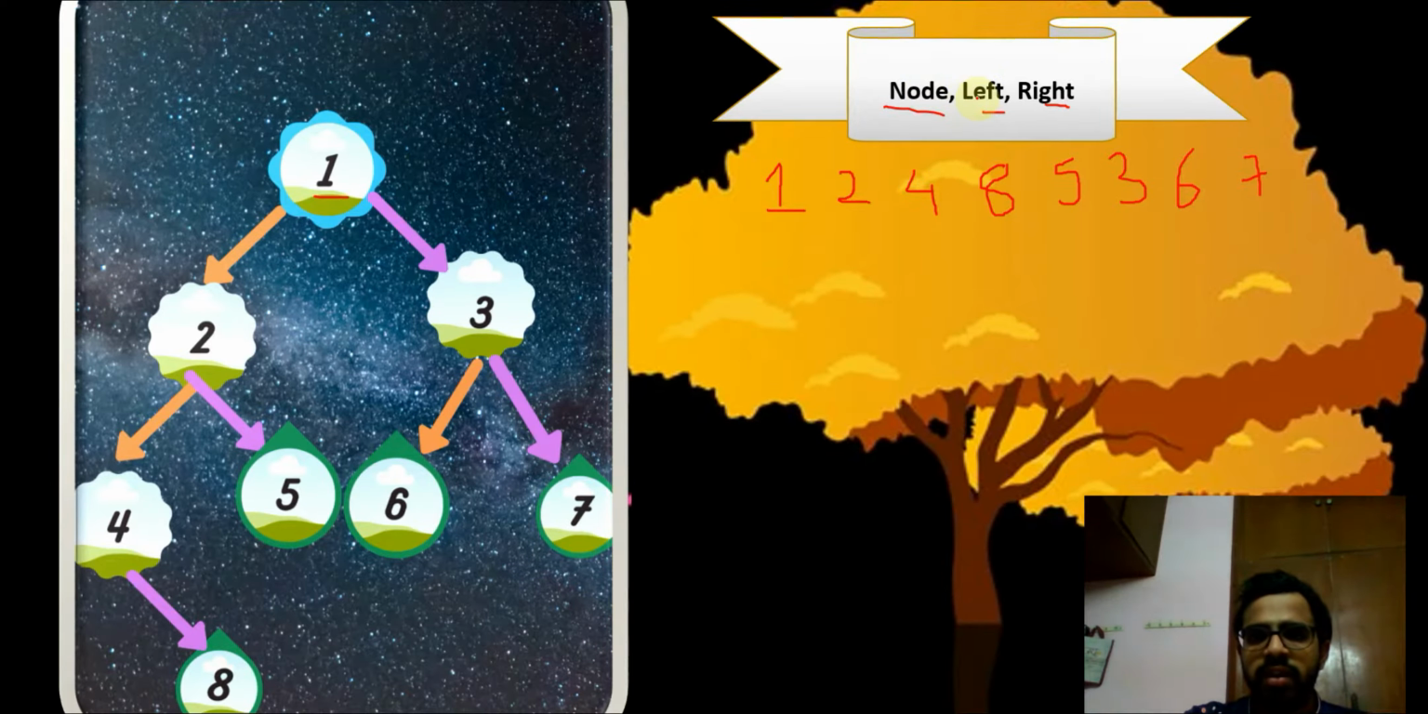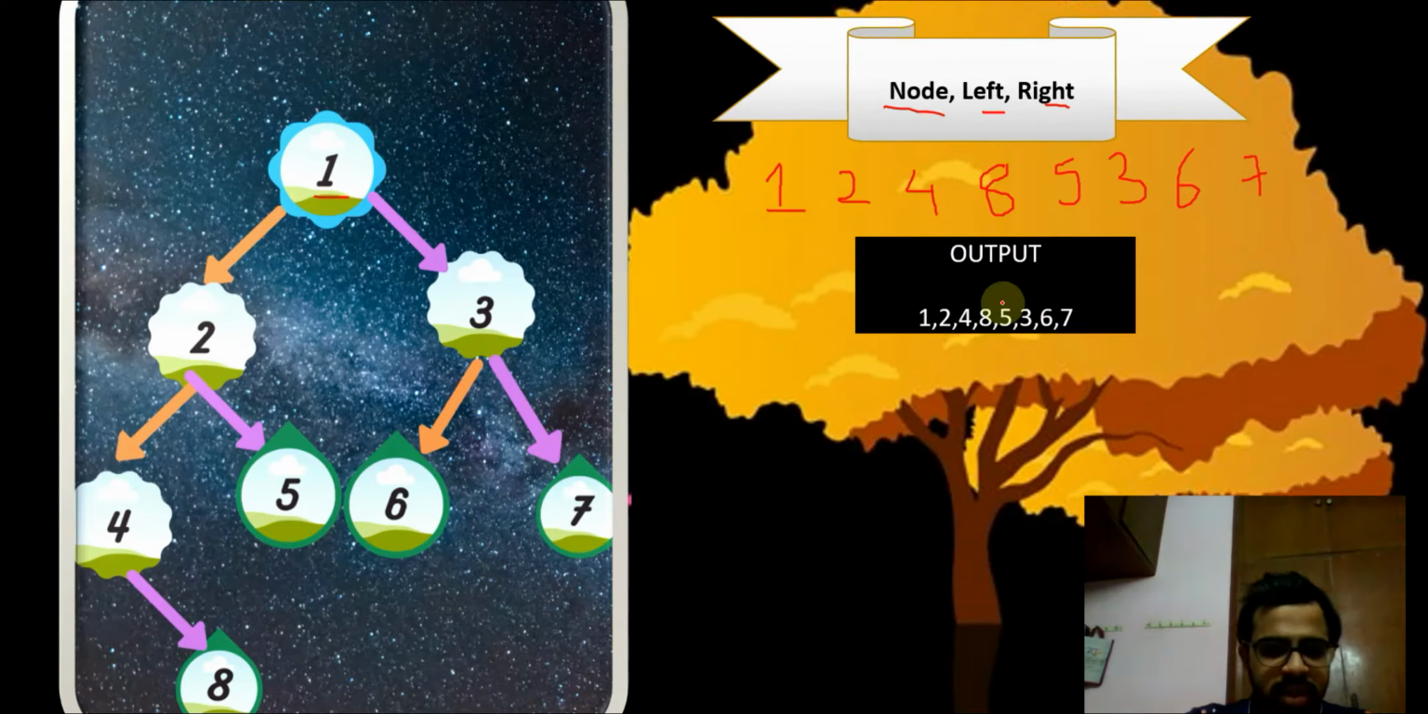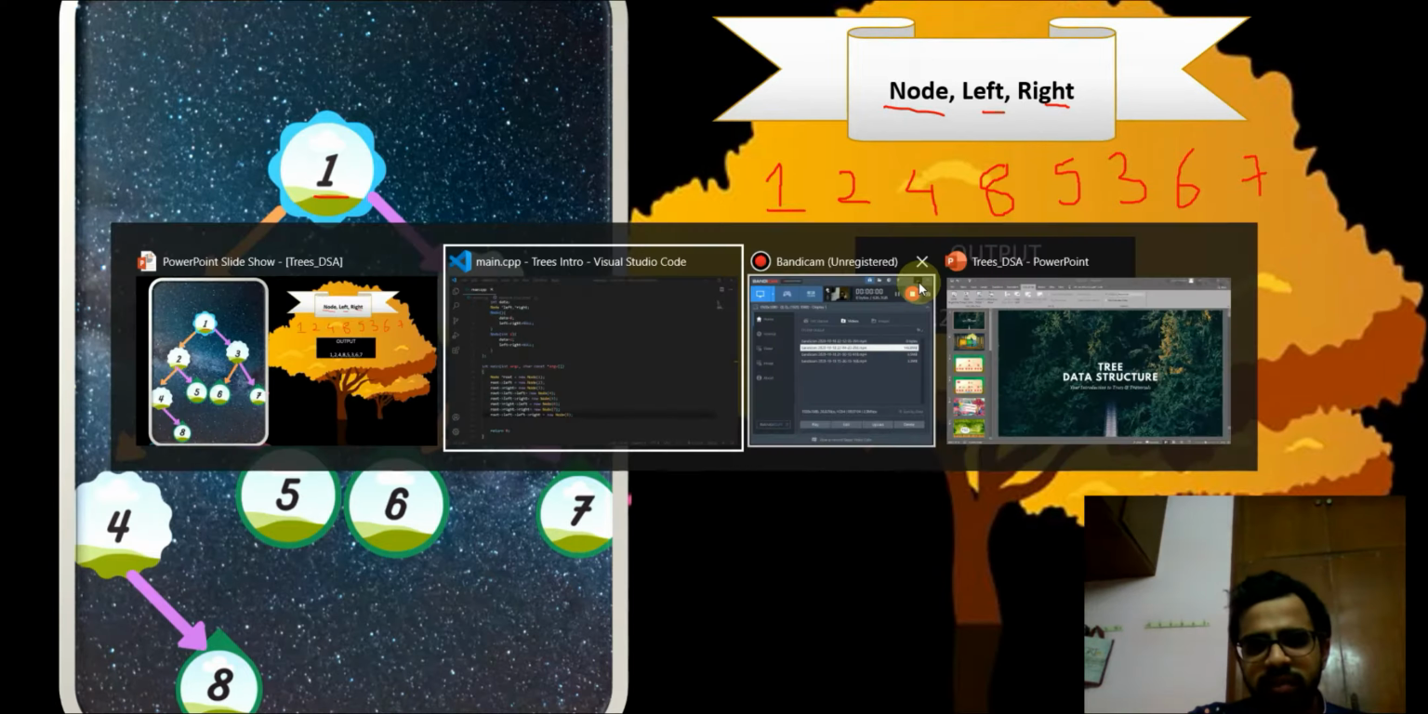We have node, and then we have left, and we have right. So the basic algorithm is, if you see a node, you print it, and then you go to its left, and then you go to its right. This is pretty much the output. We're going to code it in a very simple way.